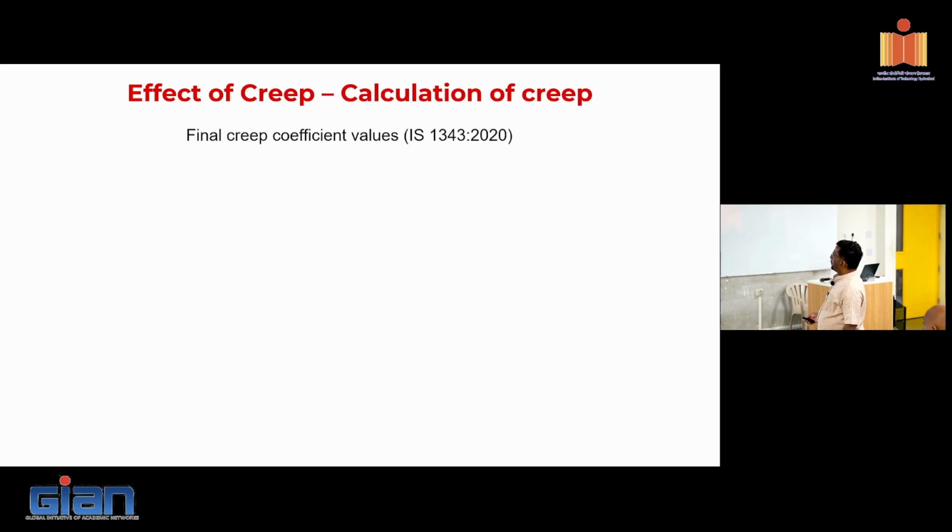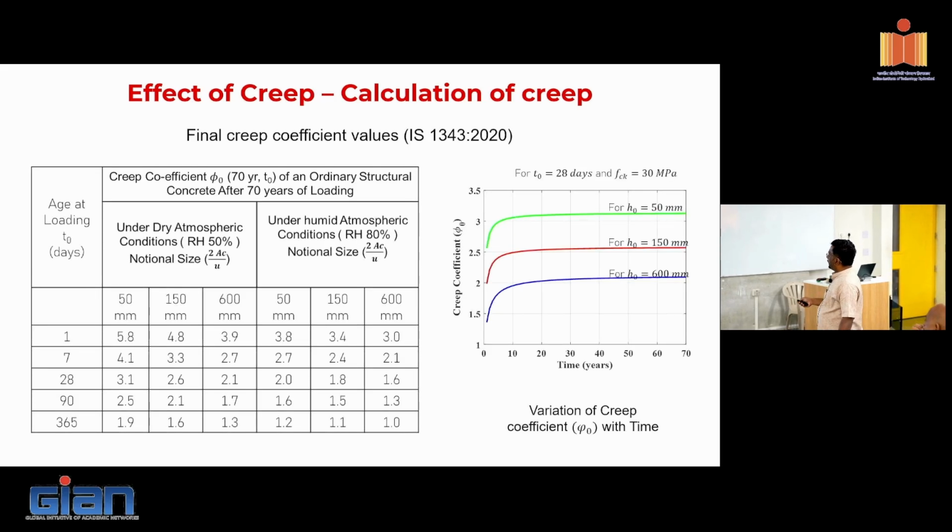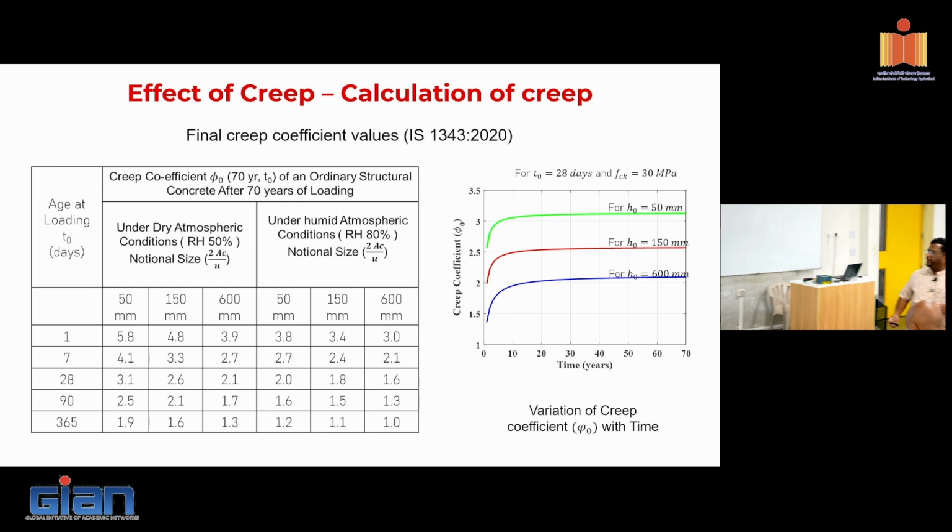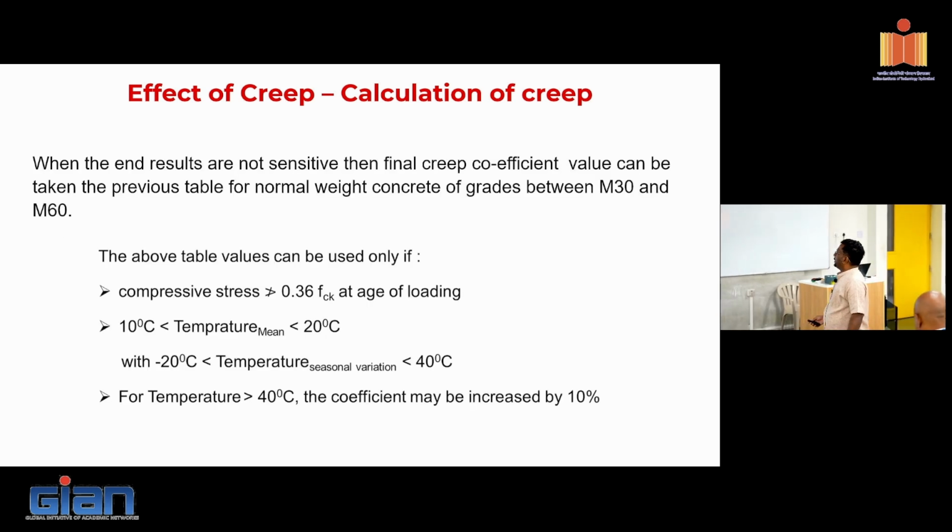So other factors are also there, but let me not go into them. This is a figure that represents it. For the same volume, if your H0 is higher, your creep is going to be lower. If H0 is lower, your creep is going to be higher. It's purely a function of your volume to surface area, right? Okay. So anyway, there are some more points.